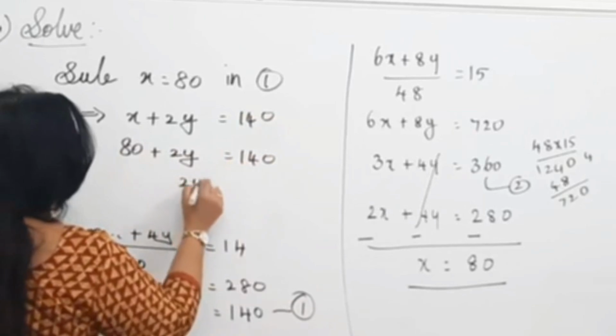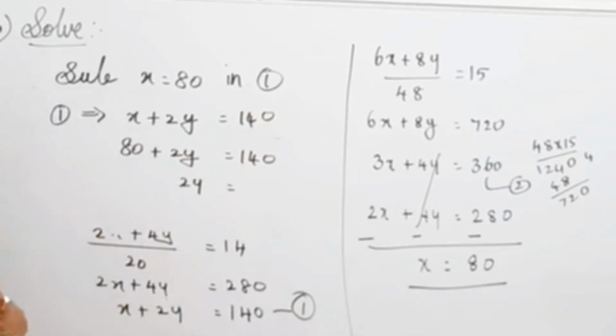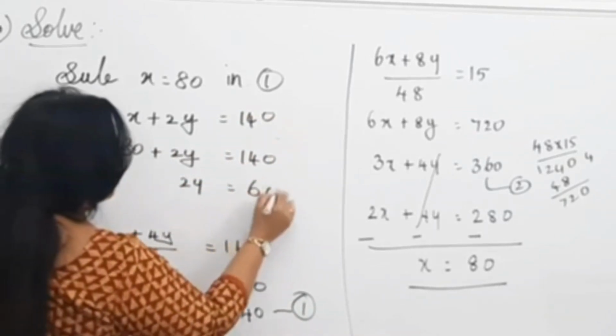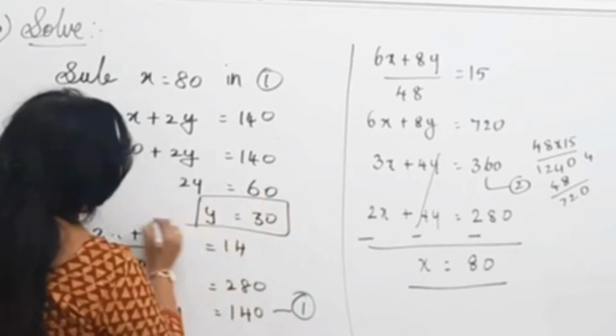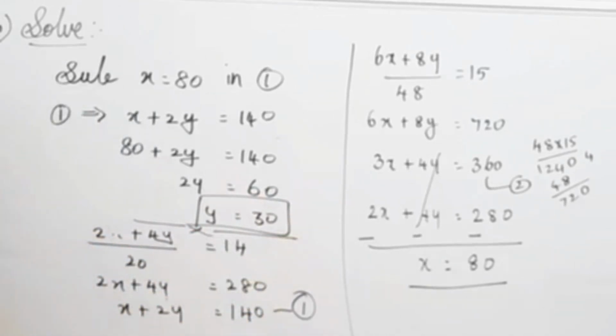So I have 2y is equal to 140 minus 80, which is equal to 60. So y is equal to 30. As simple as that. I got my values x and y.